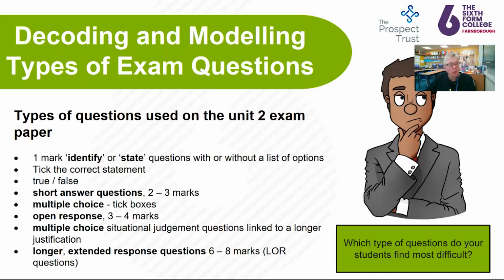So for decoding and modelling types of exam questions, for example, on the Unit 2 exam paper, you might see identify or state questions with or without a list of options. Tick the correct statement, true or false, short answer questions, 2 to 3 marks. Multiple choice, open response, multiple choice situational judgment questions linked to a longer justification or a longer extended response question. 6 to 8 marks, we call those levels of response. And it's interesting to think, which type of questions do your students find most difficult?